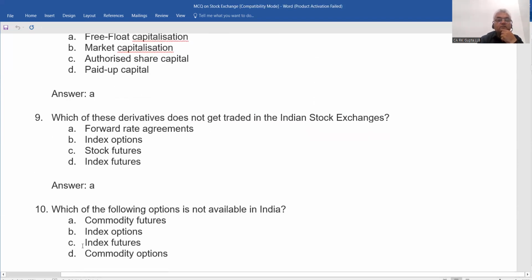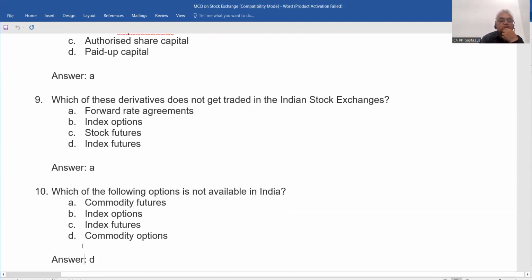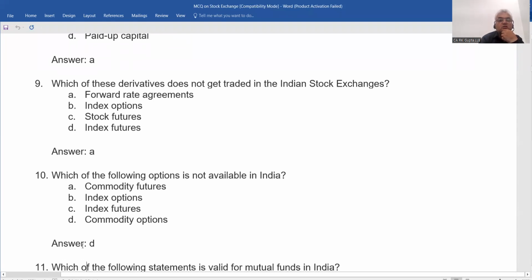So which of the following options is not available in India? Commodity futures, index options, index futures, commodity options. Commodity option, I think. Commodity options. Yes, commodity options are not available.